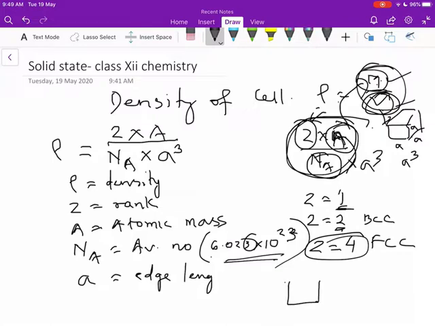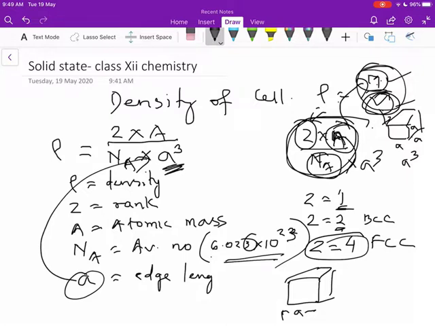Edge length means, supposing this is your cubical unit cell, this is what is A. Now why A cube then? Why do we have A cube in the formula? We have A cube in the formula because the volume of a cube is side cube. So the A cube that you see in the formula is the edge length cubed, and edge length cubed is what gives you the volume of the unit cell.